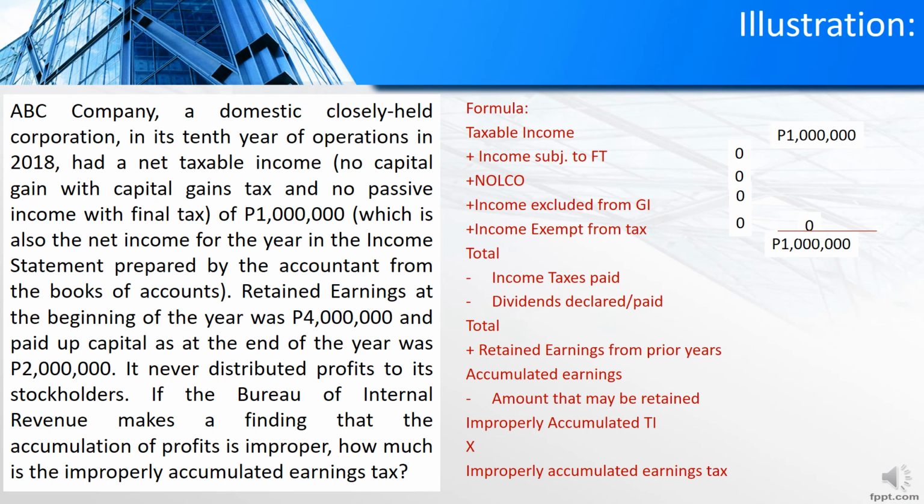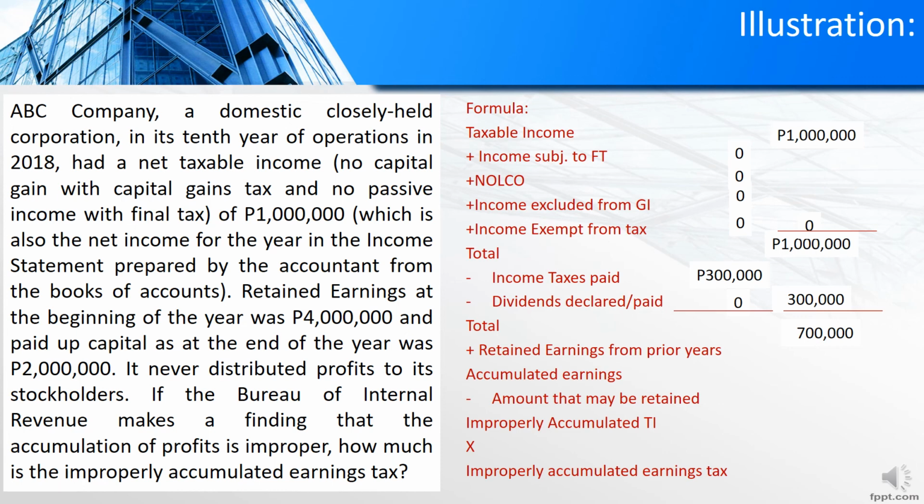Less income taxes paid. Remember that we have taxable income of 1 million, and domestic corporations are subject to 30% income tax. So therefore, the income tax paid is 300,000. That is 1 million times 30%. Next is to deduct dividends declared or paid. According to the problem, it never distributed profits to its stockholders, so there were no dividends that were distributed, so zero. So we deduct 300,000 from 1 million, that is 700,000. Then we add retained earnings from prior years.